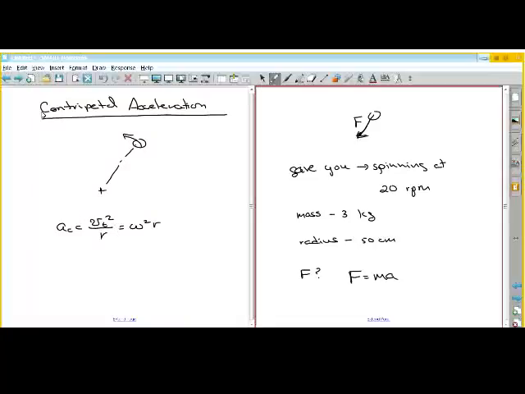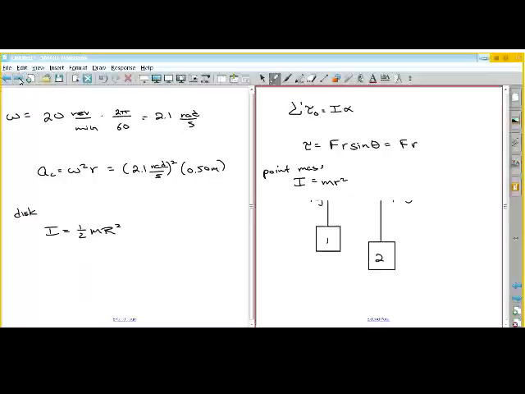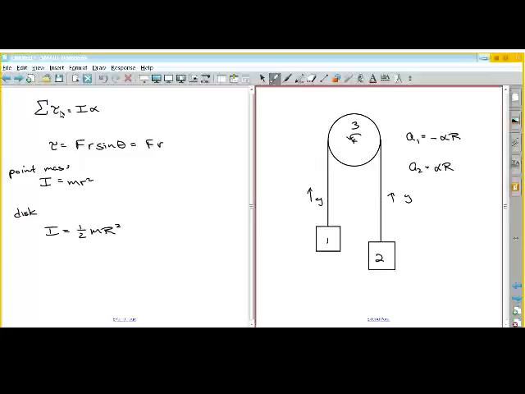Just some simple centripetal acceleration problems. Make sure you know how to convert revolutions per minute to radians per second. Then we had Newton's second law applied to rotating objects. Instead of using mass and acceleration, we use moment of inertia and angular acceleration. The torque is not just a force, it's the force acting through a distance. If it causes something to rotate counterclockwise, we consider that a positive torque. If it causes it to go clockwise, that's a negative torque.